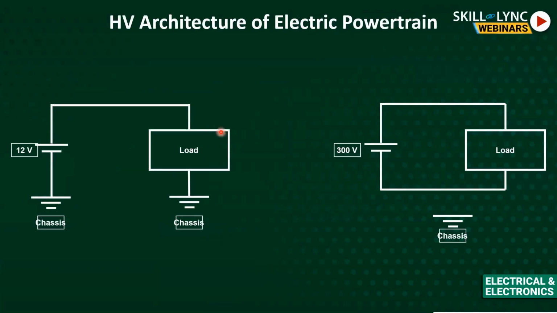Let me bring out the differences between the low voltage powertrain and the high voltage powertrain. In the case of an internal combustion engine, we use a 12 volt power supply.